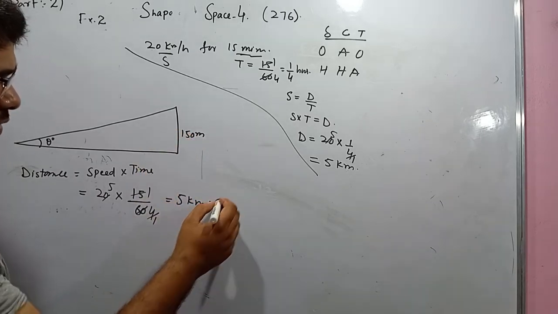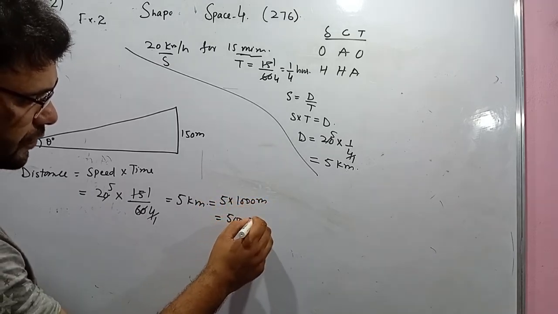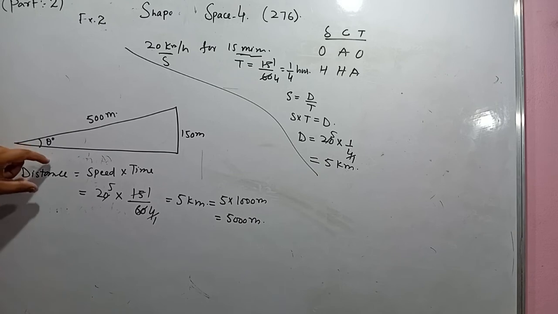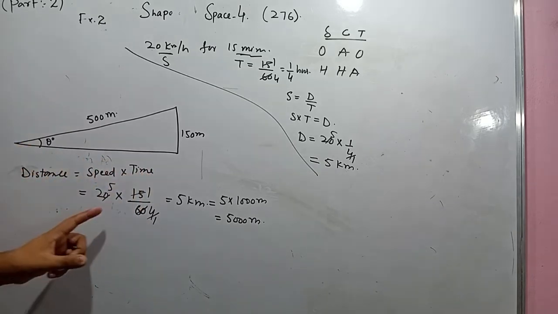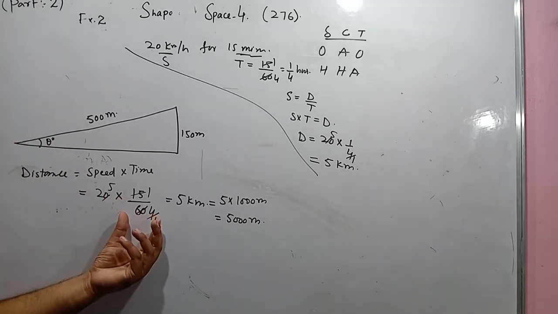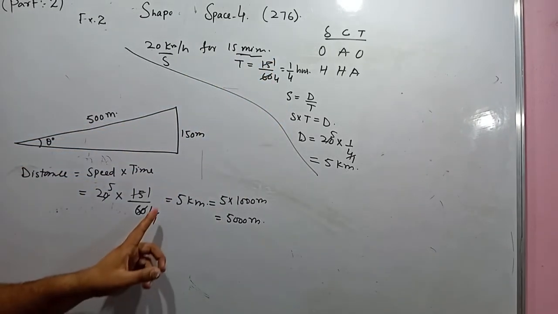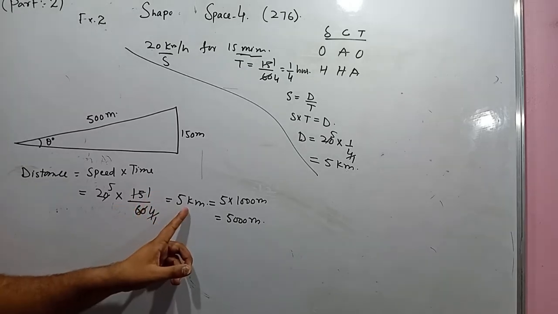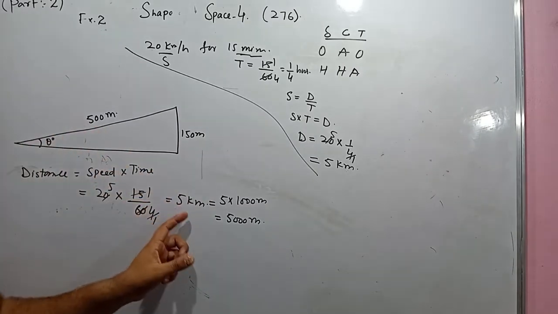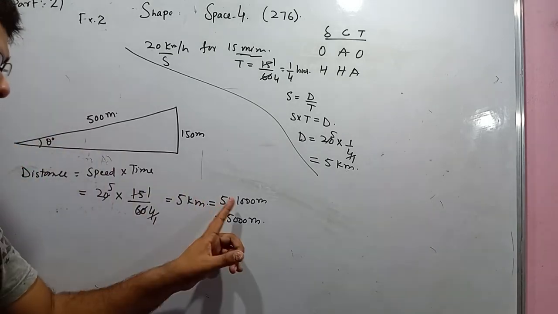I will convert into meters. 5 into 1000 meters, so it is 5000 meters. So here this side is 5000 meters. Understand? Here I am calculating the distance, that is speed into time. Speed is 20 km per hour, but time is given in minutes, so I have to convert it into hours. I showed you how to convert: 15 divided by 60, that's 1 by 4. That's how we got 5 kilometers. Still we have 150 meters here. Now we are changing this kilometer into meters. In 1 kilometer there are 1000 meters. That's why I am multiplying with 1000.